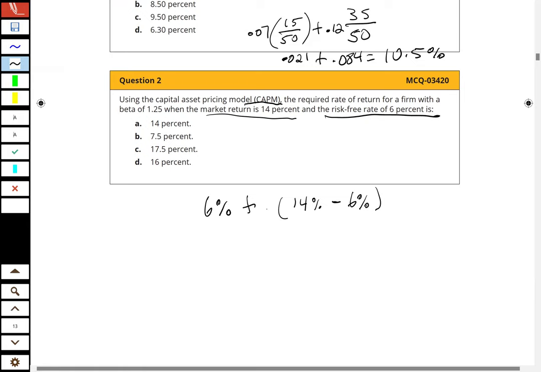And then, in this case, I'm going to amplify it by the fact that this company has a beta of 1.25, meaning that it's a little more risky than the general overall market. When I do the math on that one, what do I get? I have to do all the math on this: 6% plus 8% times 1.25. 6% plus 10% equals 16%.